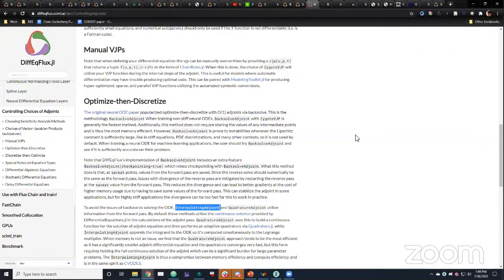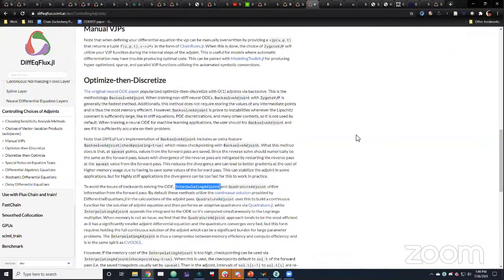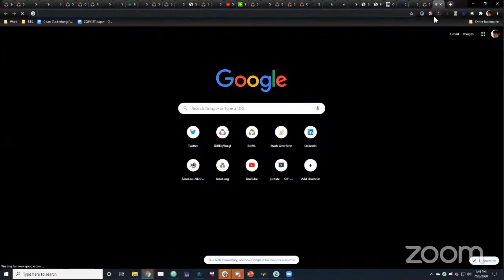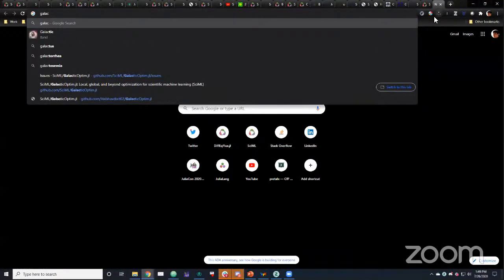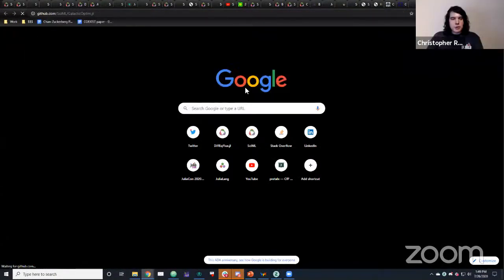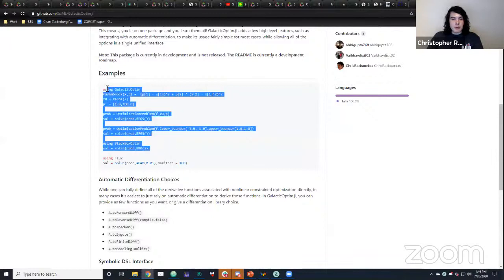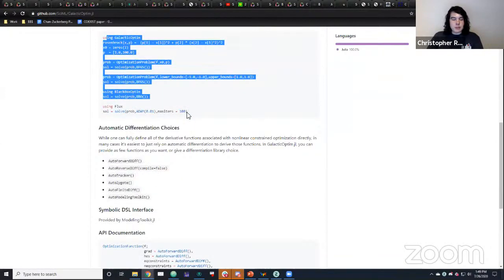So there's a question about GalacticOptim versus JuMP, but I guess that's not relevant to this workshop. So I would encourage asking that on Discord. GalacticOptim.jl is more about utilizing code. You give it code, and it'll be able to work with all the different optimization libraries.